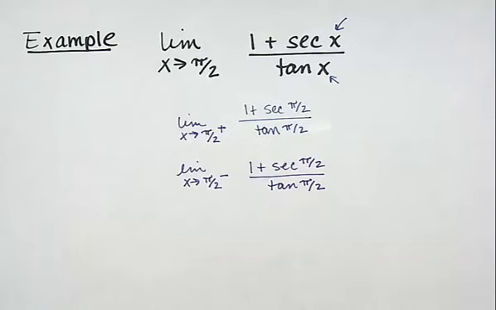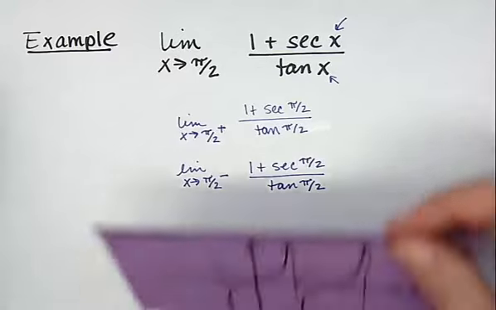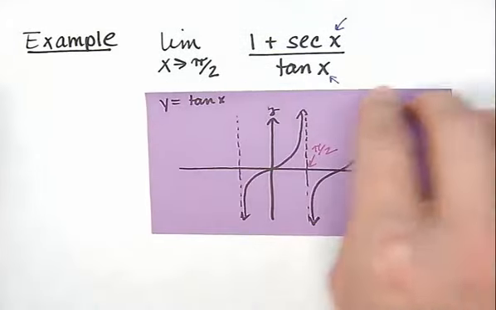Okay, in order to evaluate the left-hand and right-hand limit at pi over 2, we need to think about the graph. Let's start with the denominator. Let's think about the graph of the tangent of pi over 2. Here's a graph of the tangent of x.